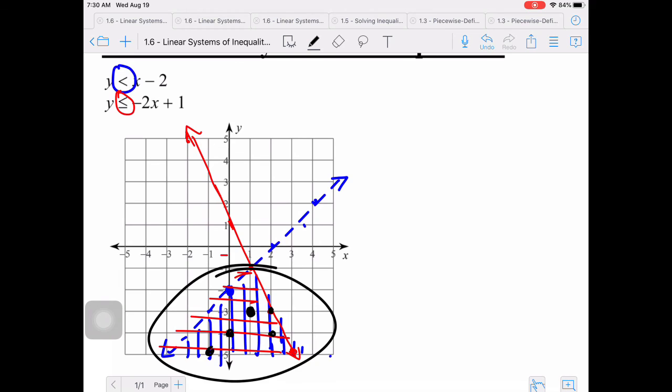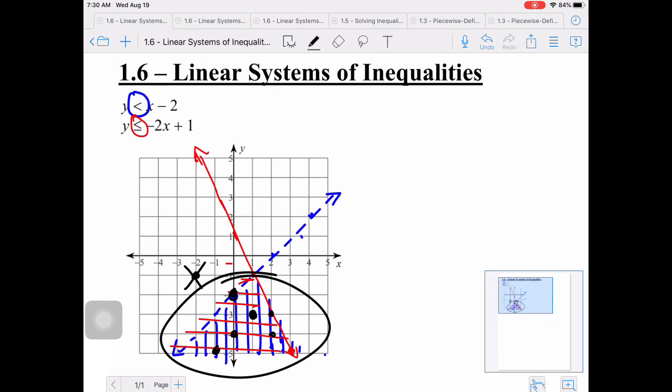But what is not a solution? For instance, negative 2 comma negative 1 is outside the area, so it's not a solution. 0 comma negative 2 is on the dashed line, which means that it's not a solution either. All right, so hopefully that makes sense. Remember, the solution for a linear system of inequalities is going to be the points under the shaded region.